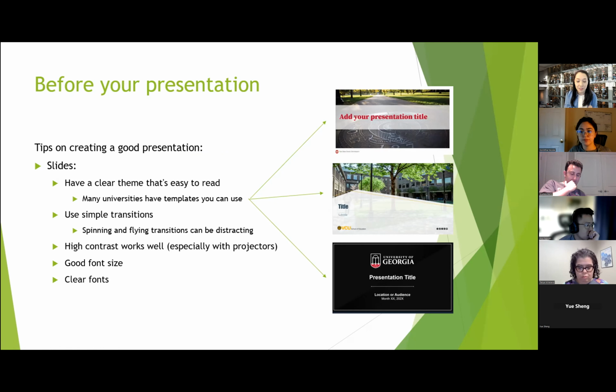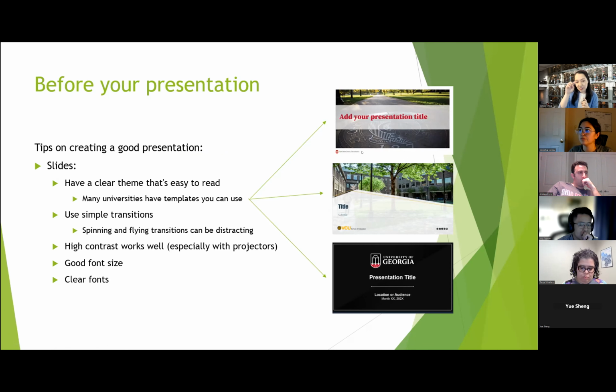And then you want to have a good font size, of course. Your first audience member might be 3 feet away from the screen. Your first audience member might be 10 plus feet away from the screen, depending on your room. So make sure that you can read it from a distance. And then clear fonts. We love those really beautiful cursive fonts, but we want to make sure that we're using something that's easily readable. And for this, a tip that I have learned over the years is you want to use a sans serif font.